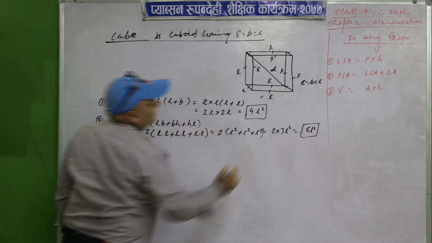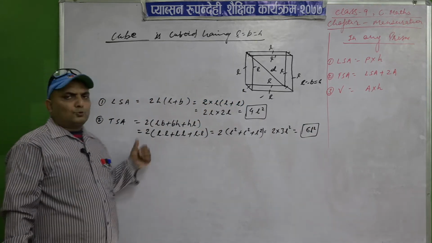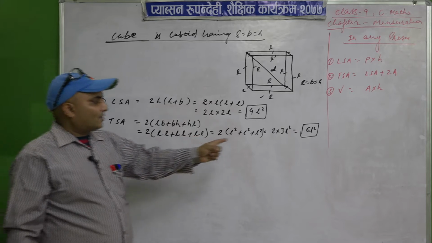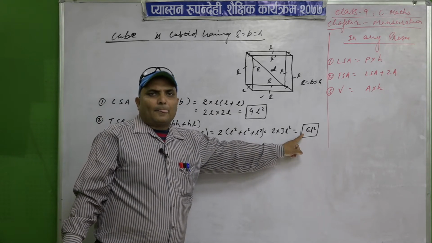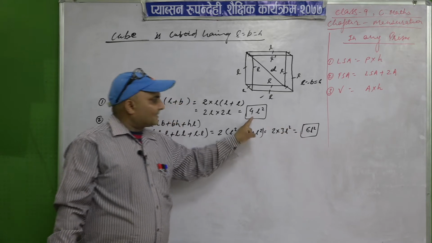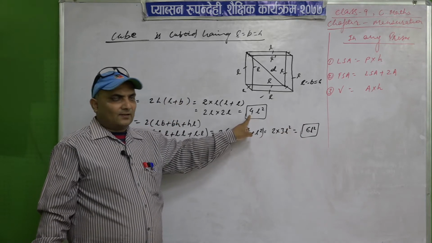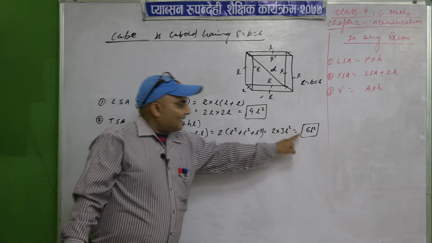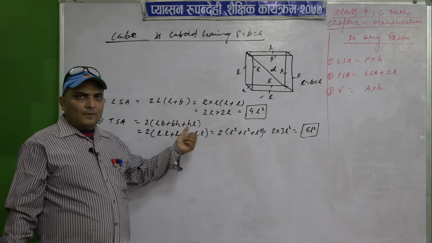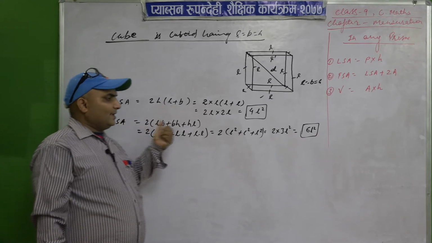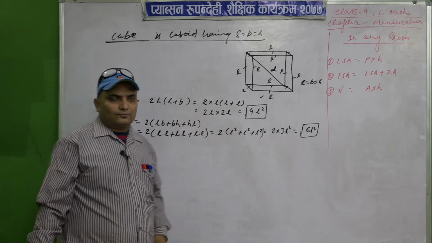Then this is the formula for total surface area of a cube. Direct formula, we can use this formula to find out the total surface area of a cube. This is the direct formula for lateral surface area for a cube, and this is the total surface area for cube. We can use this formula also, but remember that in the place of L, B, H you have to write same value.